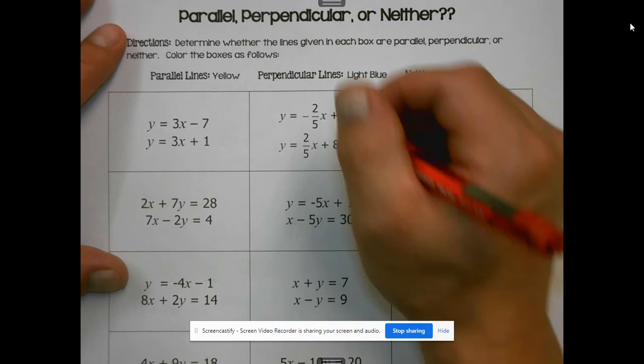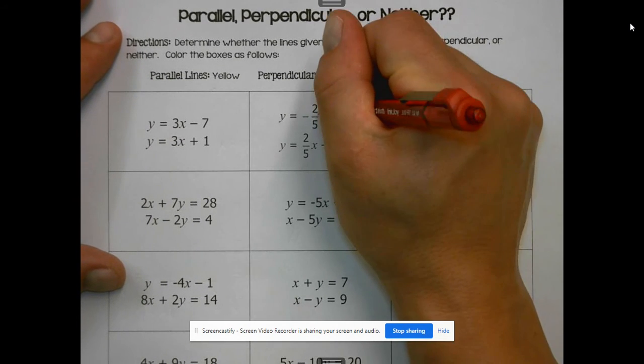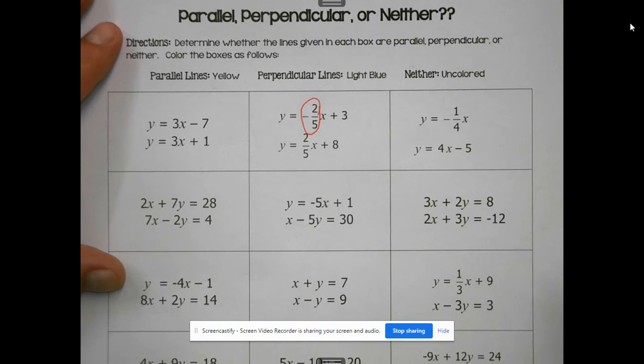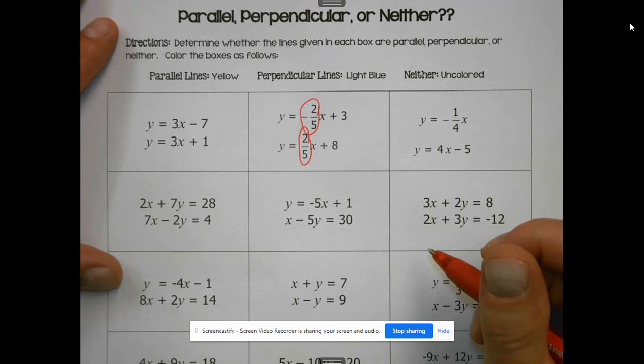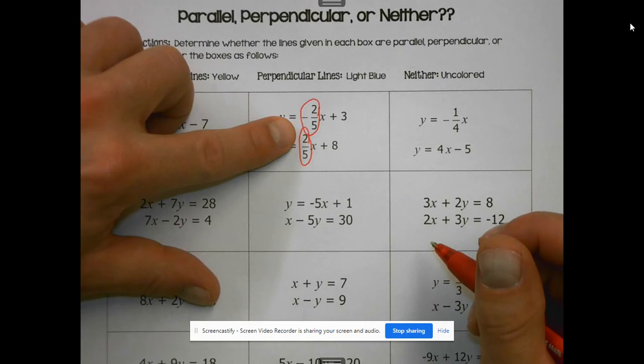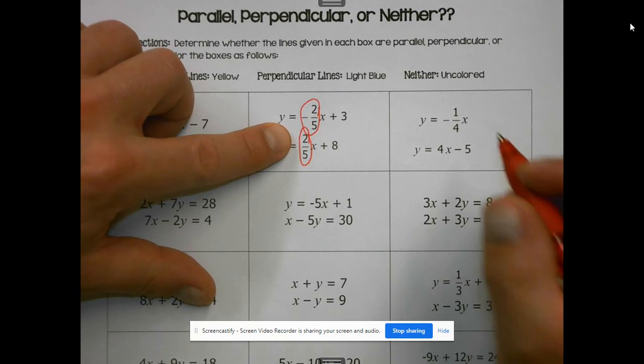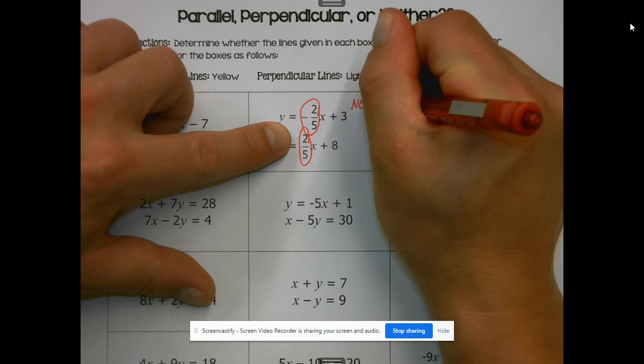All right, for the middle column, that guy's slope is negative 2/5. That guy's slope is 2/5. They are not the same. They are not negative reciprocals. These are neither.